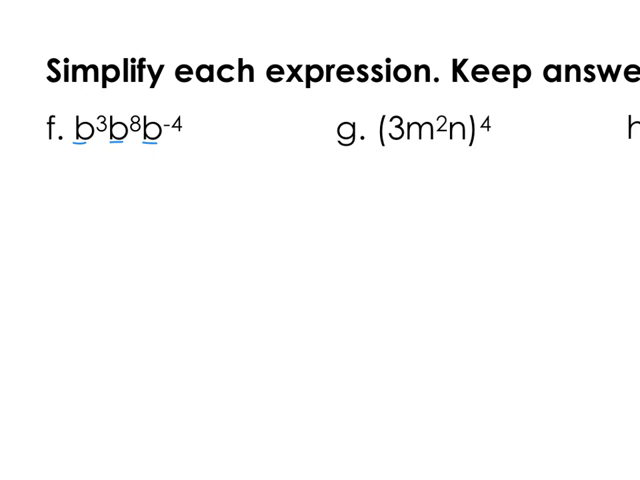Since all three of them are just right next to each other, it's a product. This is an example of product of powers. If all your bases are the same, we can simplify our exponents by adding them together. That condenses our base down to 1.